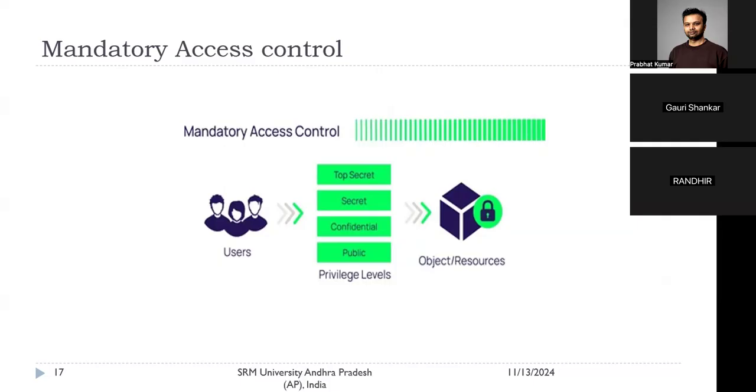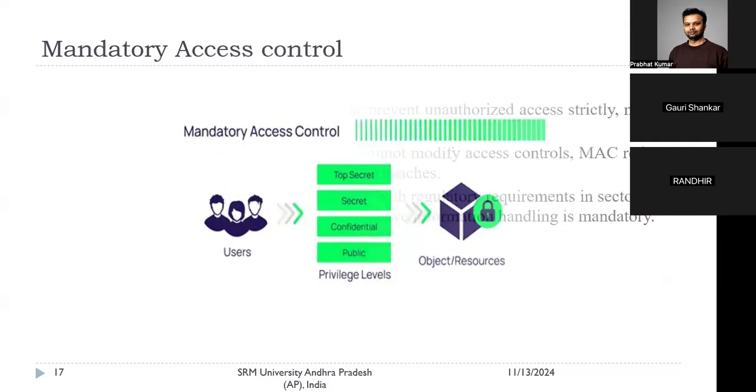So based on the user label, you have to decide which information that user can access. So top secret, secret, confidential, and unclassified, or you can say public. So these are the user and label. So this is actually mandatory access control.